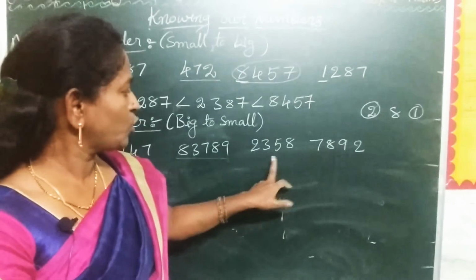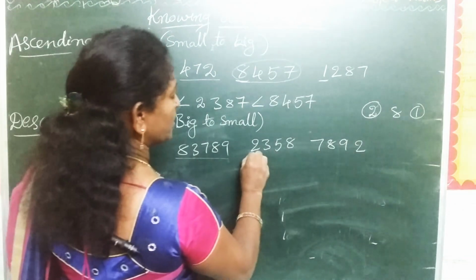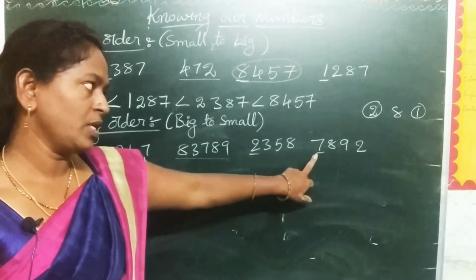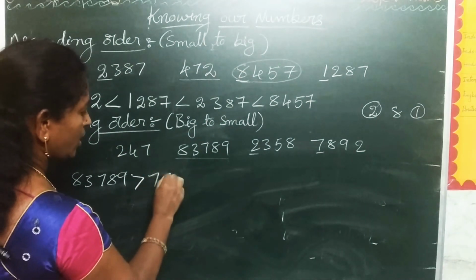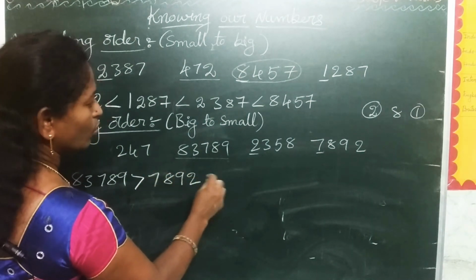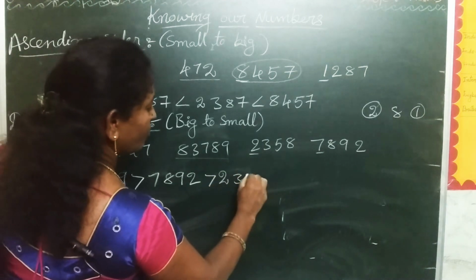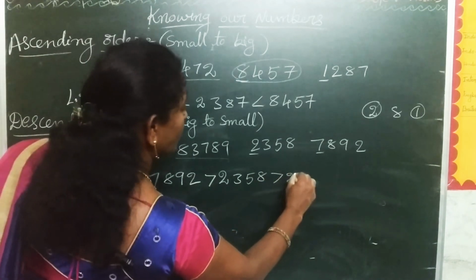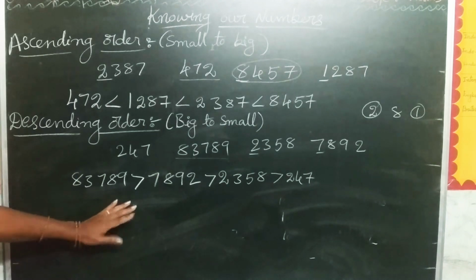Next compare these 2 numbers, which is the greatest? So what are the leftmost places? Here 2000, here 7000. Which is the greatest number? 7 is the greatest. Okay, so 7892, and the next one is 2358. And the last one is 247. This is the descending order of these numbers.